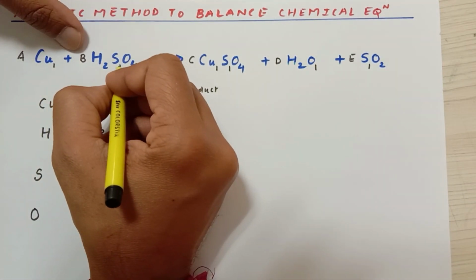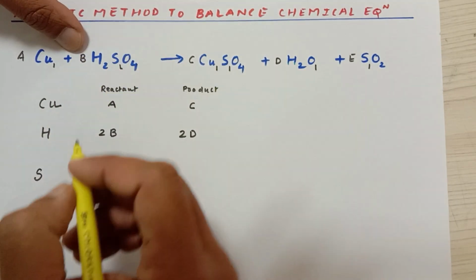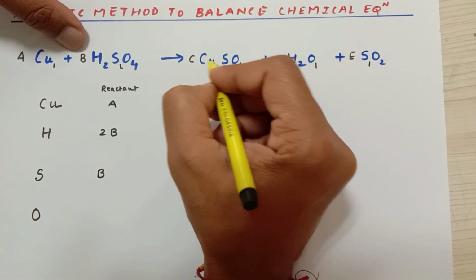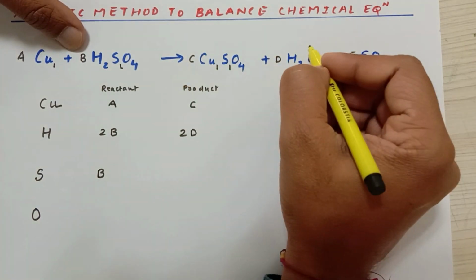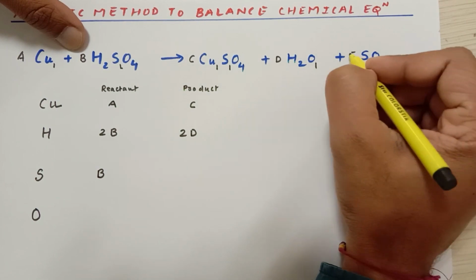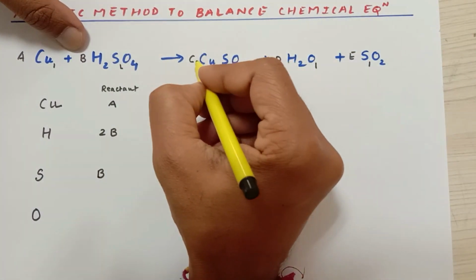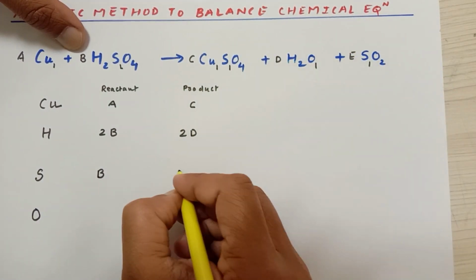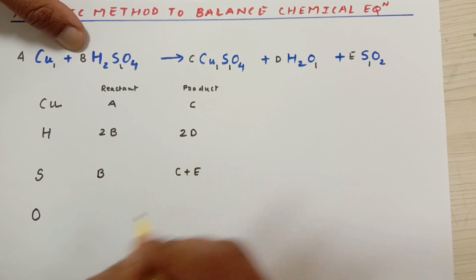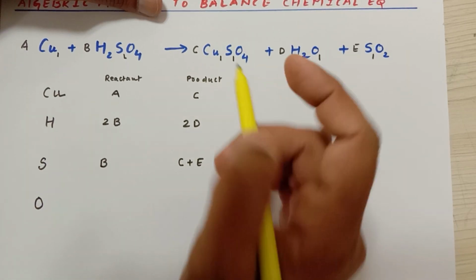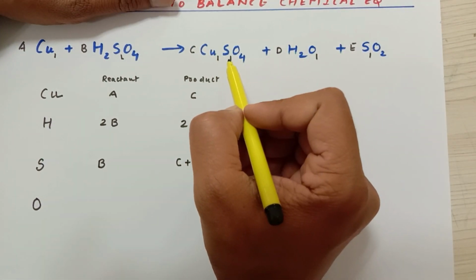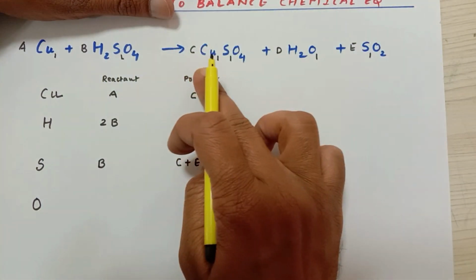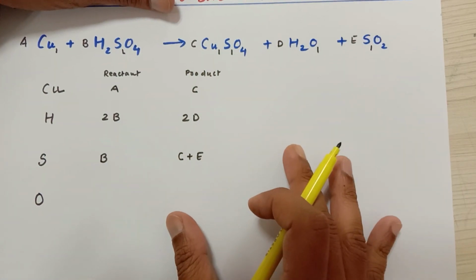Sulfur atoms over here, 1 into B, so 1B. On this side, sulfur I have 1 into C, no sulfur atoms over here, but 1 into C. So the total number of sulfur atoms over here is C into 1 plus E into 1. So it is C plus E, correct? Once again I will tell you, here the number of atoms of sulfur are C into 1 and E into 1. So the total number is C into 1 plus E into 1, so that is C plus E.